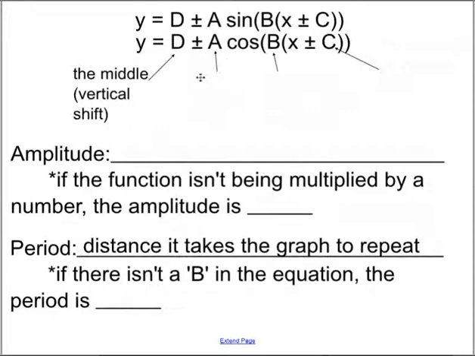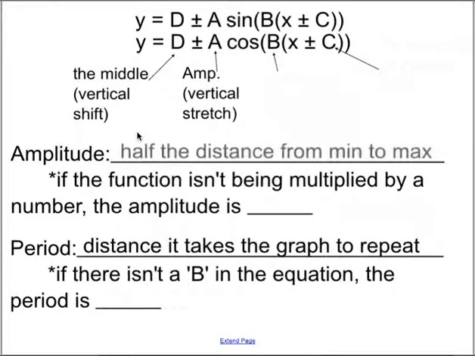The A stands for amplitude. And to break that up a little further, the amplitude is the vertical stretch, or you could say it's half the distance from the minimum to the maximum. So take that full distance from min to max and cut it in half. That's what the amplitude is. If there is not a number out in front of cosine or sine, then the amplitude is going to be a 1. You can never have an amplitude of 0, then it won't be a sinusoidal function.